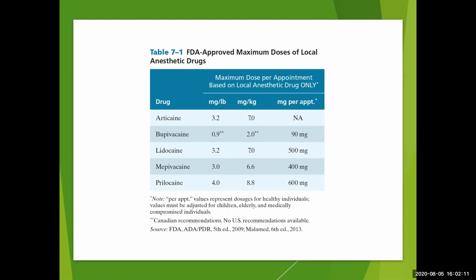So if you find that your patient's weight, when you multiply that by the MRD, exceeds that absolute MRD, you would have to go with the lower of the two. So even though your 200-pound patient technically has a 640 milligram MRD for lidocaine, you cannot give them any more than 500 milligrams, so their MRD is actually 500 milligrams.